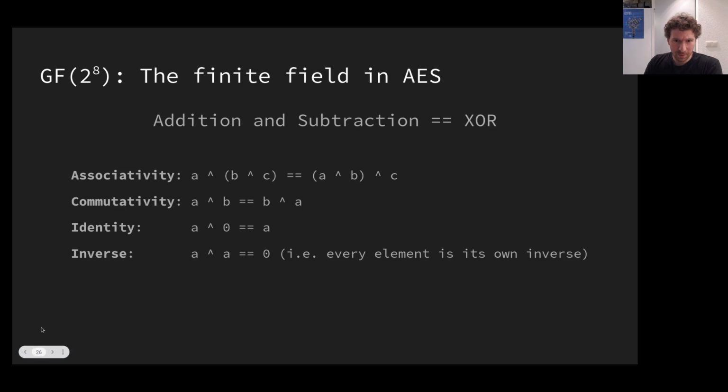Sorry, let's go back one. If we do identity, we can actually use literally the number 0 here as our 0 element. So A XOR 0 is just A. That happens in XOR as well. And for inverse, every element is its own inverse. So A XOR A gives us 0.